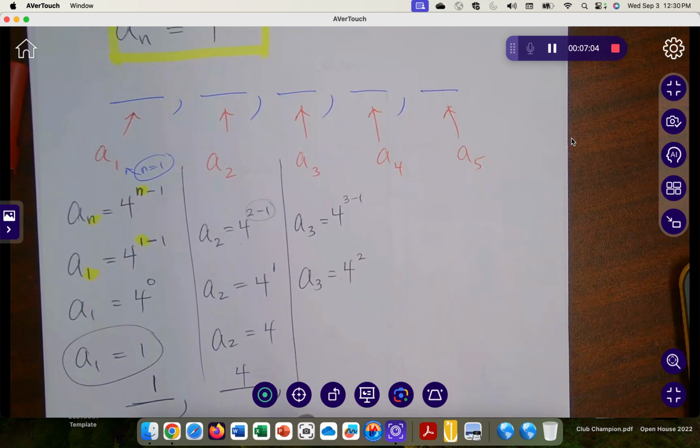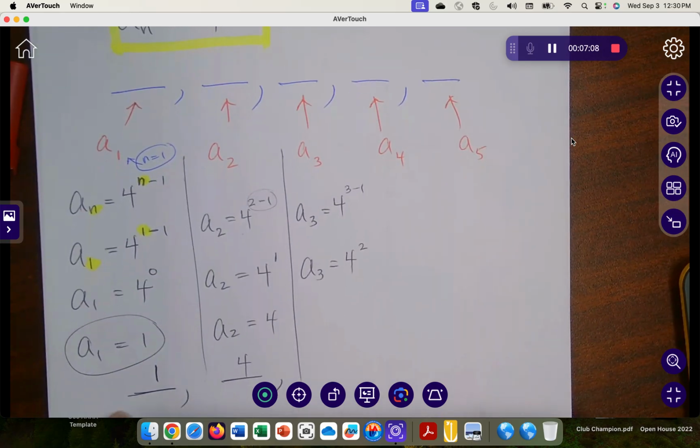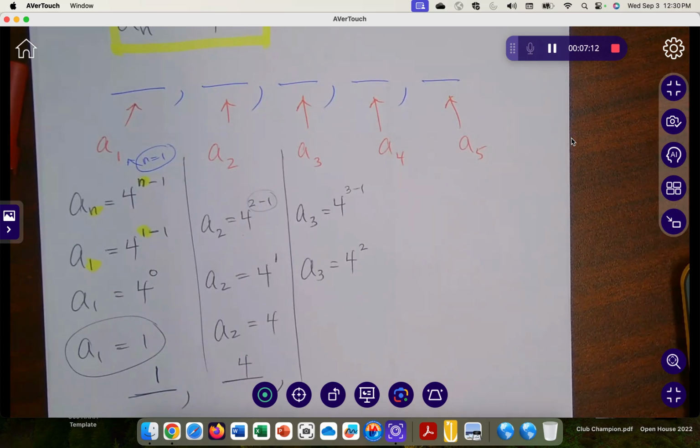You get this, Savannah? You're okay with this? Yeah. Okay. 4 squared is not 8. That does not mean 4 times 8.